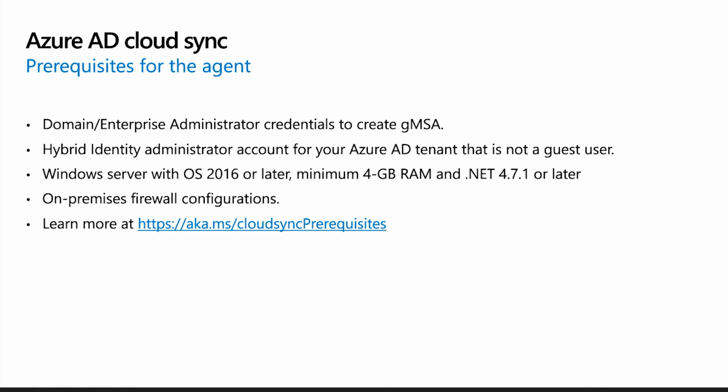portal. The server on which Cloud Sync agent is installed should be running Windows Server 2016 or greater with a minimum of 4 GB of RAM and .NET Runtime version of 4.7.1 or higher. These servers should be treated as a Tier 0 server based on the Active Directory administrative tier model. Also, any on-premises firewall configuration needed to enable the agent to communicate with Azure Active Directory. More instructions can be found by following the link on the screen.